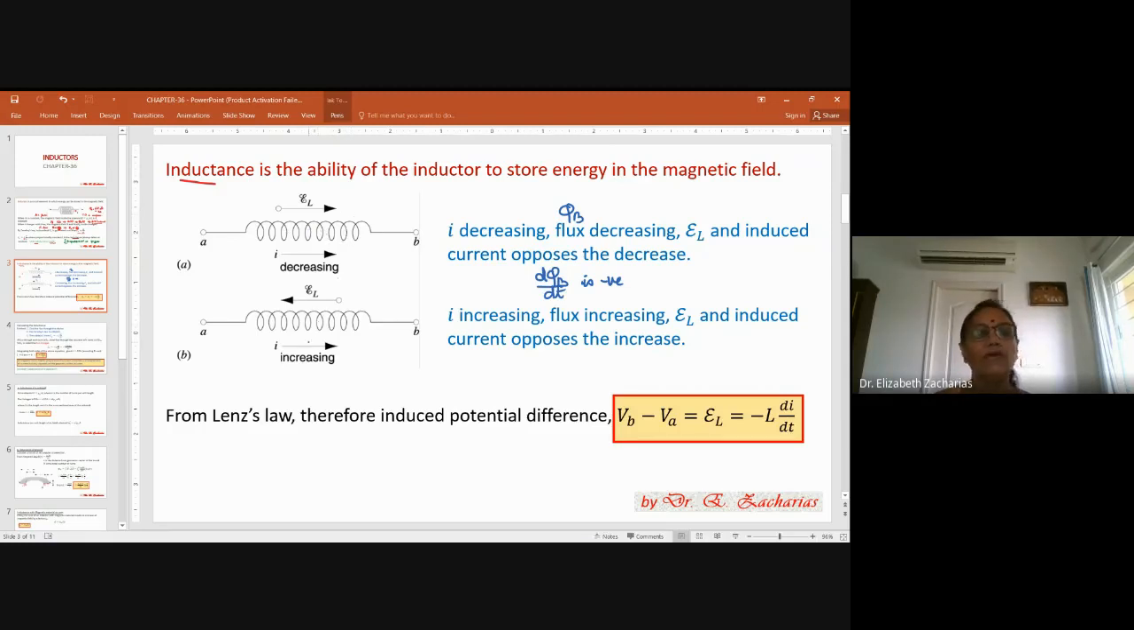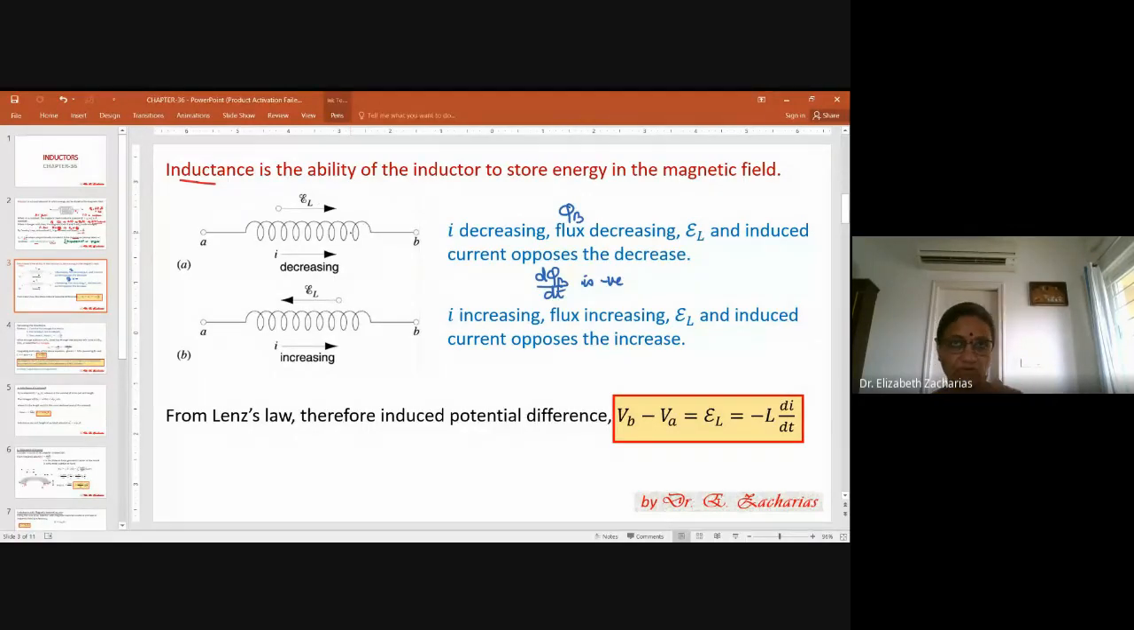Okay. Now, what happens if current is decreasing? If current is decreasing, di by dt is negative, or d phi by dt is going to be negative. Therefore, there will be an induced current and the corresponding flux or magnetic field in the opposite direction to counter that increase. Okay, now you look at this.